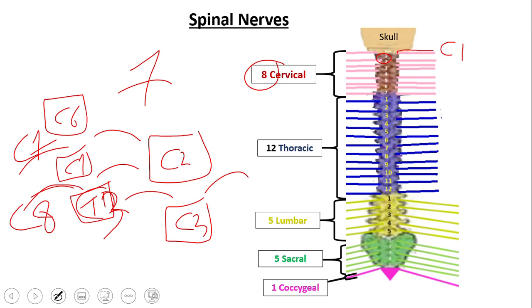So the rule is the nerve takes the number of the vertebra above in every region except cervical. In the cervical region, it takes the number of the vertebra below. But the nerve in between C7 and T1 is the cervical 8 spinal nerve.